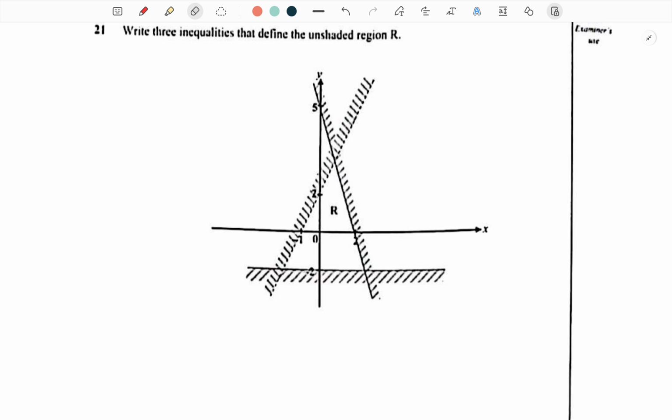Today we shall be looking at this particular question where we are asked to write the three inequalities that define the unshaded region. I'm going to simplify this lesson so that you will be able to get almost everything in every question that you are going to meet in your exam.